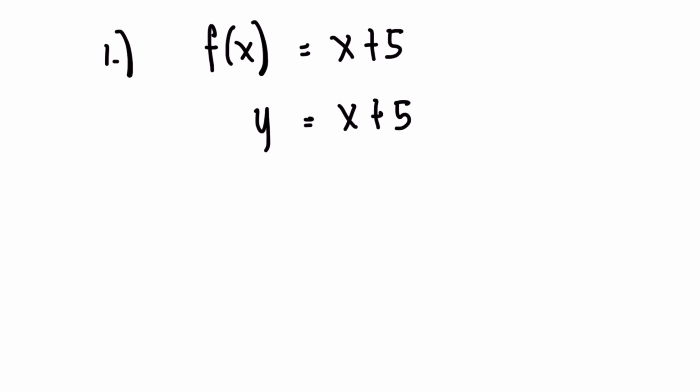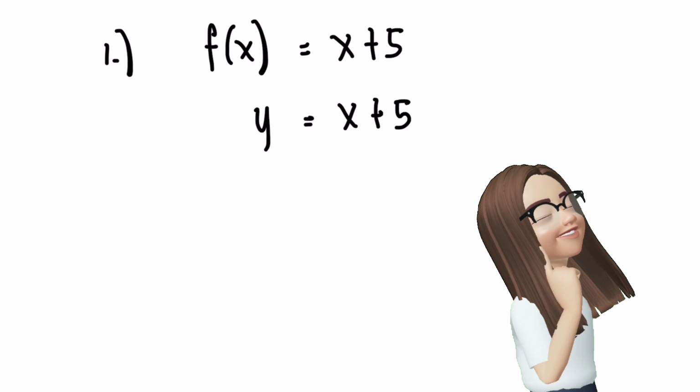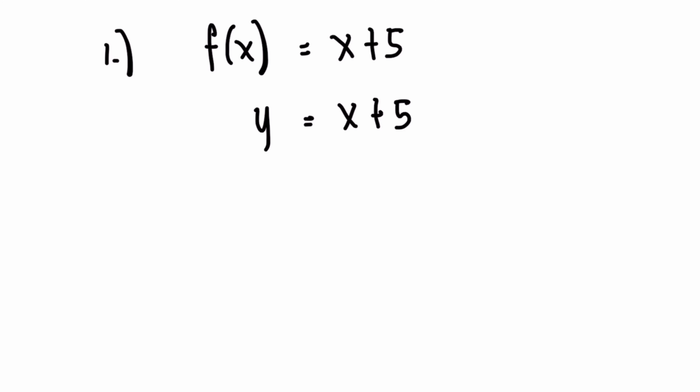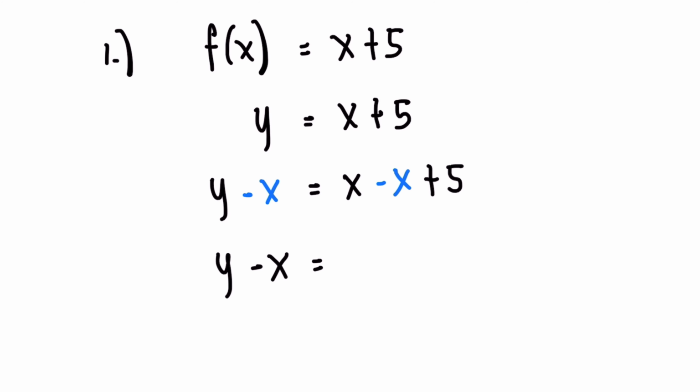Next is add both sides by negative x through addition property of equality. Why negative x? To isolate the variable x on one side. So, y minus x is equal to x minus x plus 5. Then, subtract x minus x on the left side of the equation. That will be equal to 0. So, the equation we have now is y minus x is equal to 5.